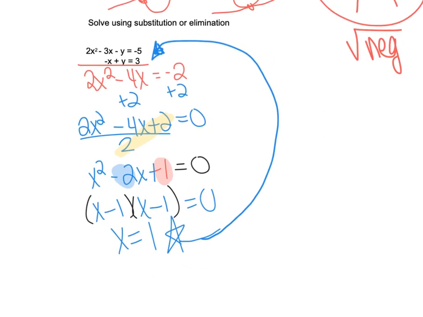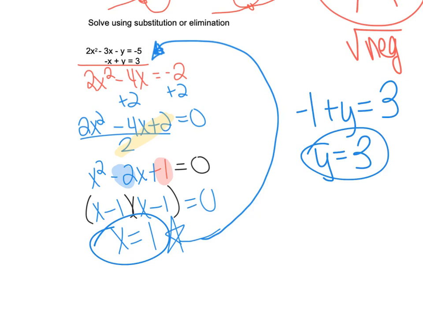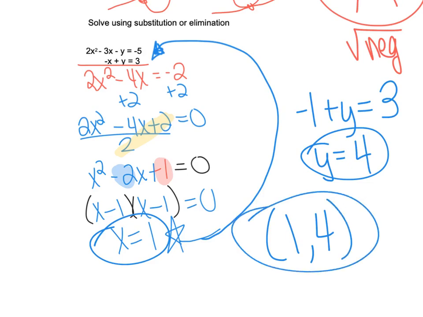In this case, it'd be easiest to use my linear equation. So I'm going to substitute back into negative x plus y equals 3. So I would have negative 1 plus y equals 3. It's negative 1 because x is 1 and the equation says negative x. So if I add 1 to both sides, I get y equals 4. So my ordered pair, where that line and parabola cross, is at the ordered pair 1, 4. Don't forget, when you're doing systems, you have to substitute back in to get the ordered pairs.